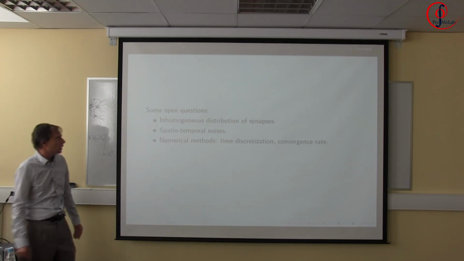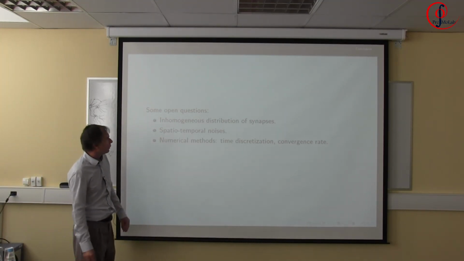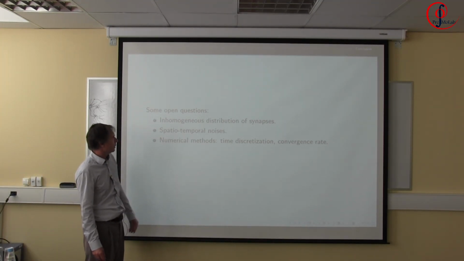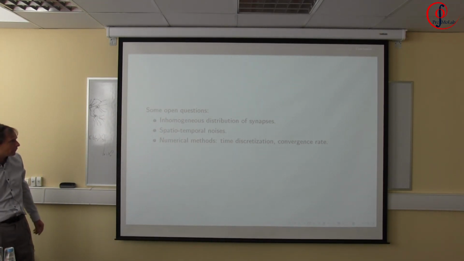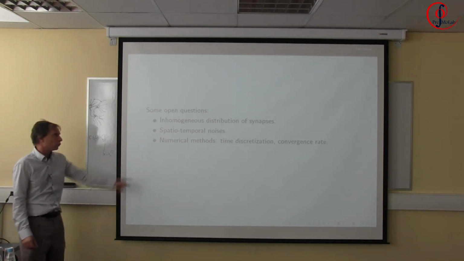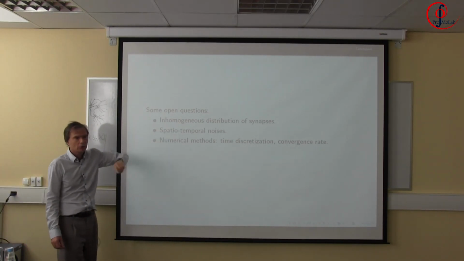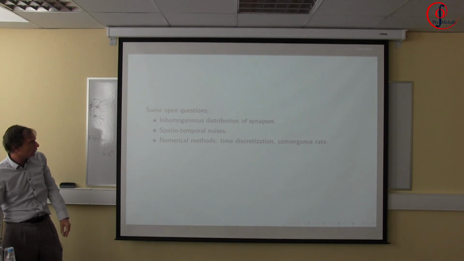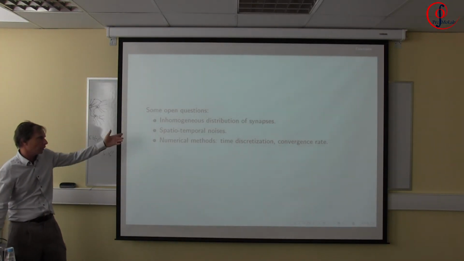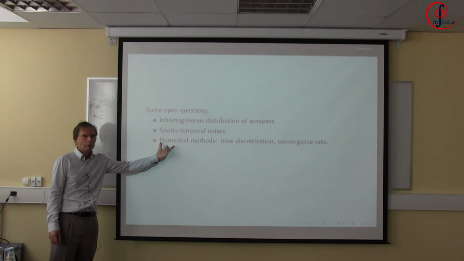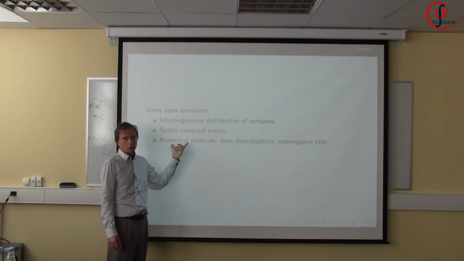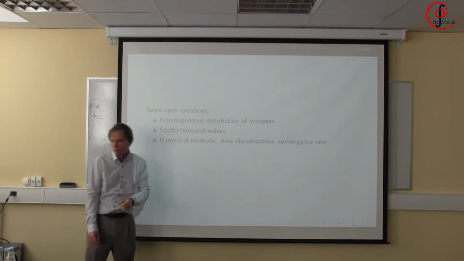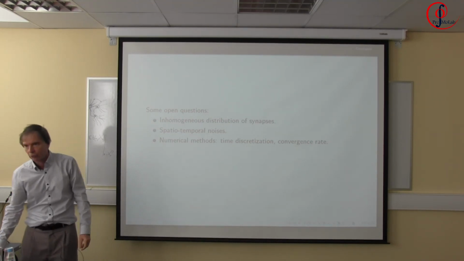So my conclusion: open questions for models in neuroscience. We would like to deal with inhomogeneous distribution of synapses with spatial-temporal noises. That means not only Brownian motions but white noises, and these are quite open problems. Or what is the accuracy of numerical simulations of the nonlinear process and of the particle system corresponding to these spike models.